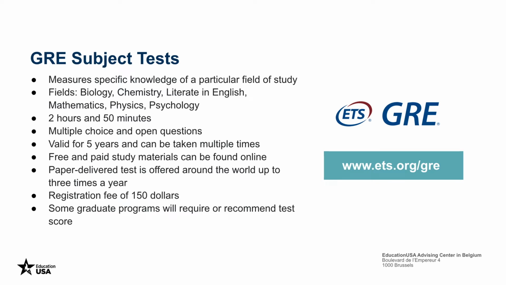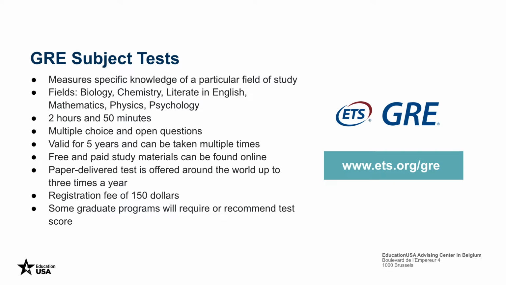GRE subject tests are available in biology, chemistry, literature in English, mathematics, physics, and psychology, and each consists of a different testing structure. On average, it will take around 2 hours and 50 minutes to complete the test, with no breaks in between. Questions can be multiple choice or open answer.